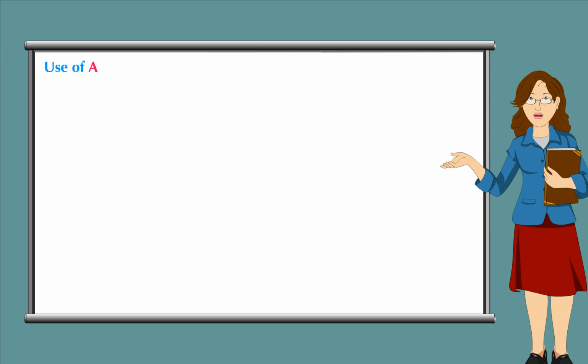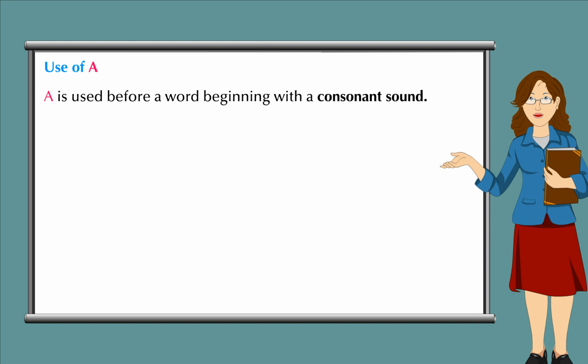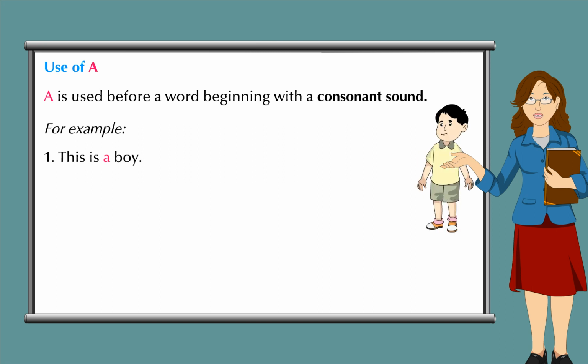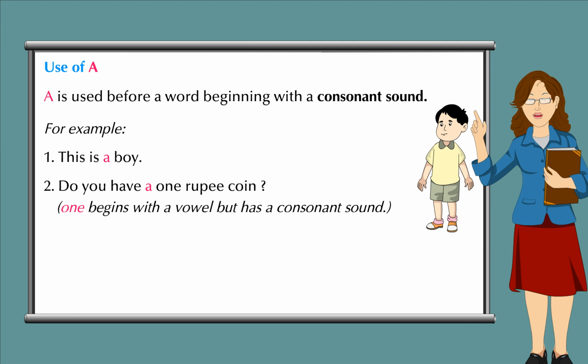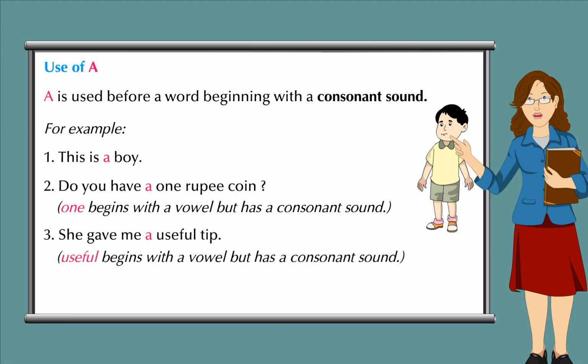Use of a. A is used before a word beginning with a consonant sound. For example, 1. This is a boy. 2. Do you have a 1 rupee coin? 1 begins with a vowel but has a consonant sound. 3. She gave me a useful tip. Useful begins with a vowel but has a consonant sound.